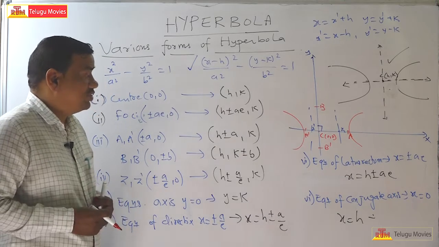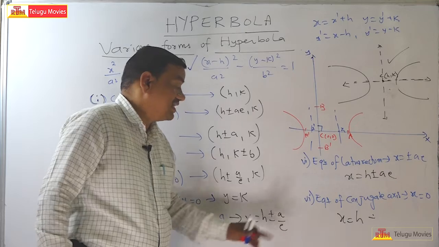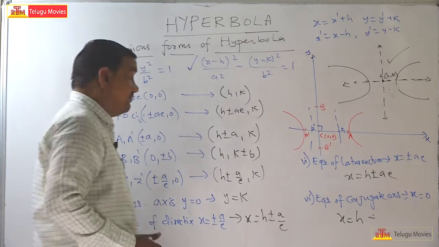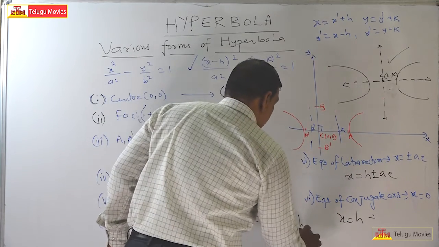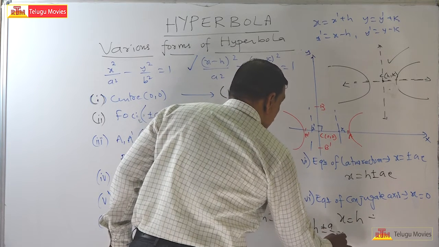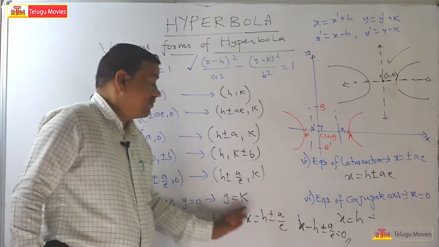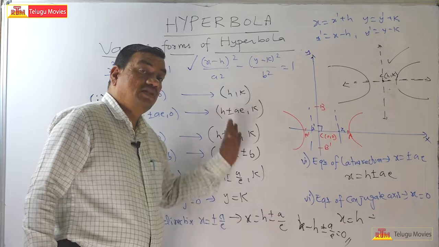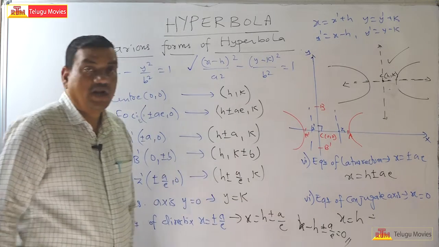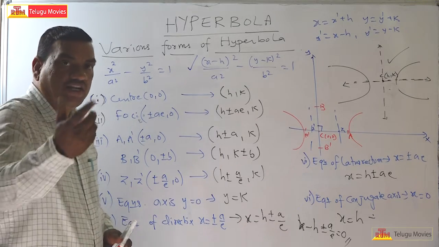Understand? That is all, all the formulas are like this. In some textbooks, generally they bring this h plus or minus a by e to the left side and write it as x minus h plus or minus a by e is equal to 0. Nothing wrong there, but you learn these formulas like this only. I hope that you understand this concept. Let us go to the next concept.